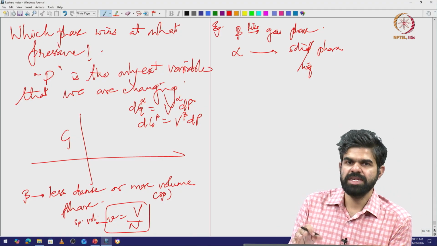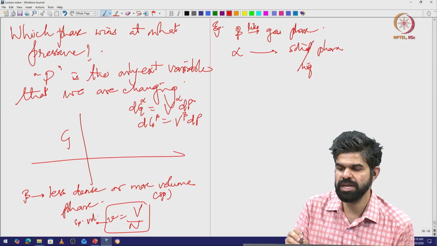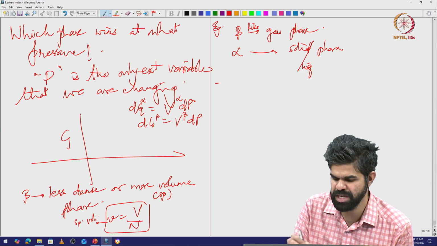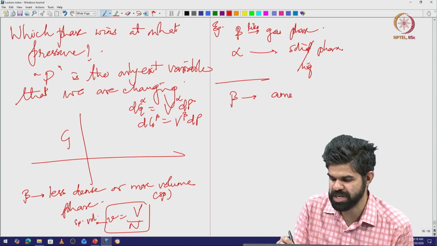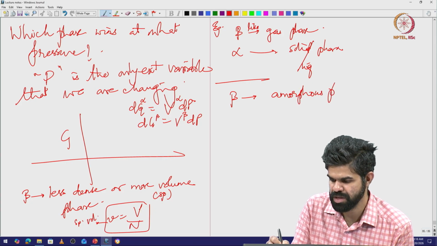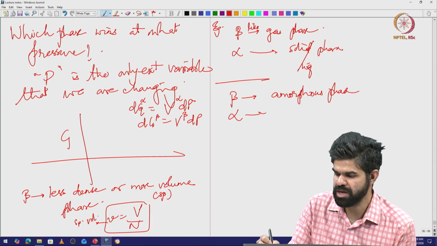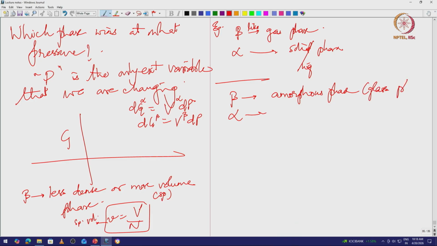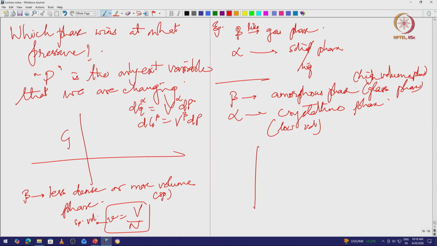So, I mean the exact phase definitions can change. Beta in general has a larger volume than alpha. So in general beta can be an amorphous phase and alpha or glassy phases. Alpha can be a crystalline phase. Okay. So, alpha is typically a low volume phase and beta is a high volume phase, right. Okay. So, with that then we said, let me just go back here and plot, finish this plot.